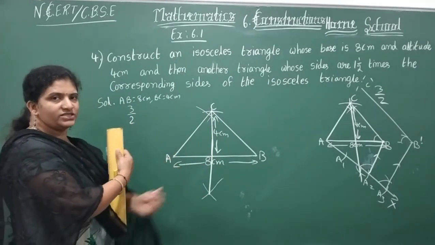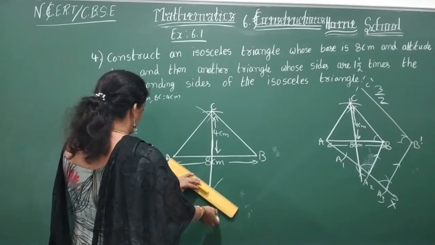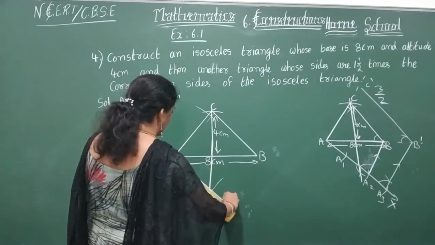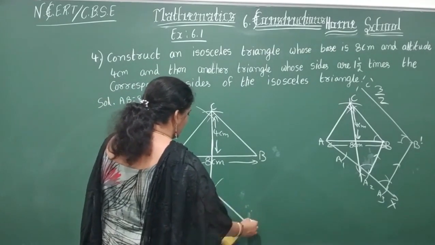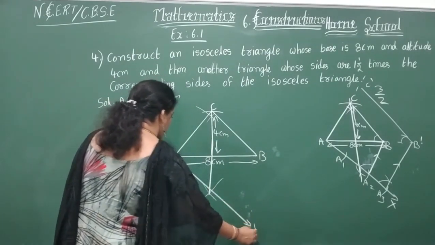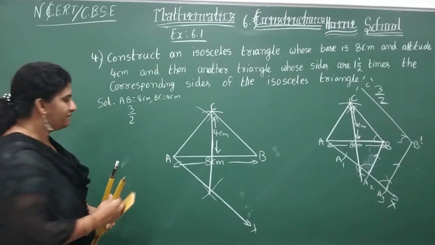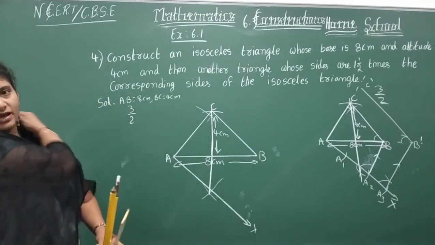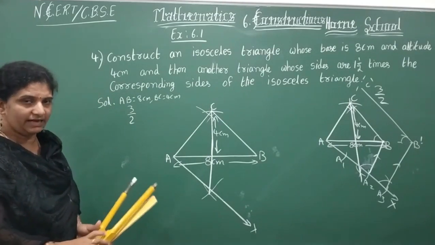Draw an arc which is acute. Draw a ray which is acute. So draw a ray AX. Now look here, children, which is the greatest number here? 3/2. 3 is greater, right?